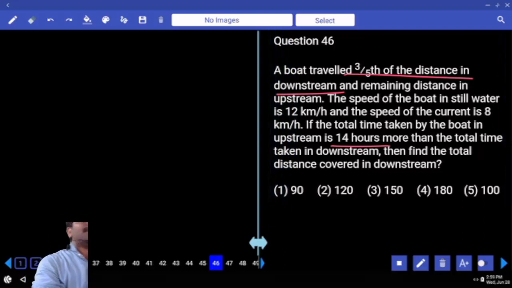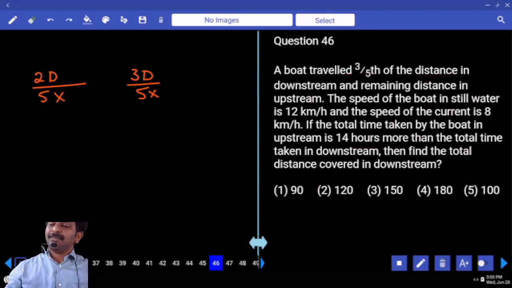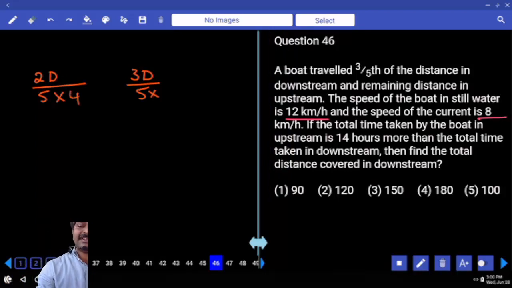3/5 distance is covered in downstream. If the total distance is D, upstream distance covered is equal to 2D by 5. Downstream distance 3D by 5. And in the denominator, what do we need to write? Speed. Upstream and then downstream. Man speed is equal to 12. Stream speed is equal to 8. M and S values are given. Upstream M minus S, downstream M plus S. 20. Distance is written. Speed is written. Difference is equal to 14.